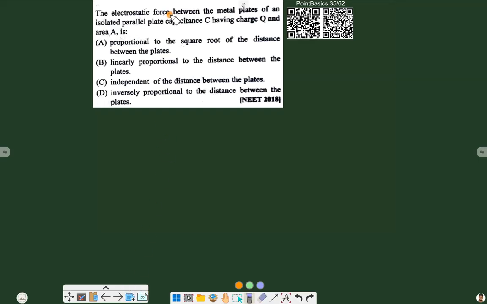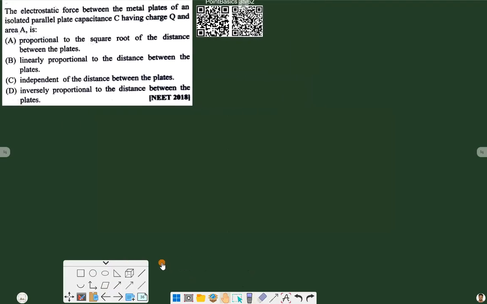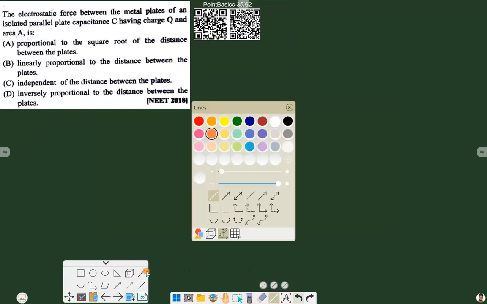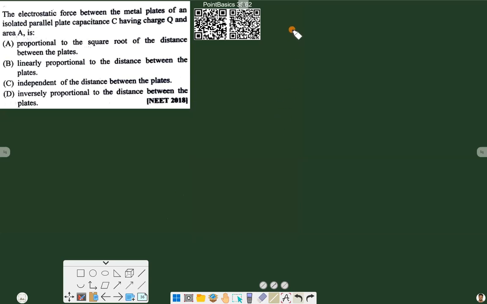The electrostatic force between the metal plates of an isolated parallel plate capacitor of capacitance C, having charge Q and area A, is proportional to what? So we have to find out the force and what it is proportional to. So let's first slide it down and let's draw two plates. This is the first plate and this is the second plate.